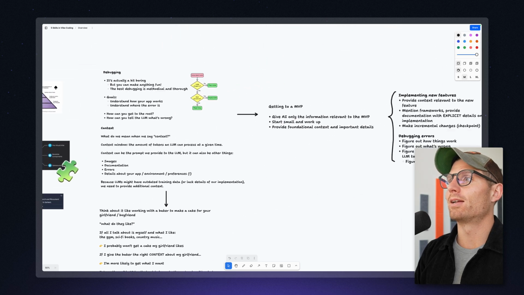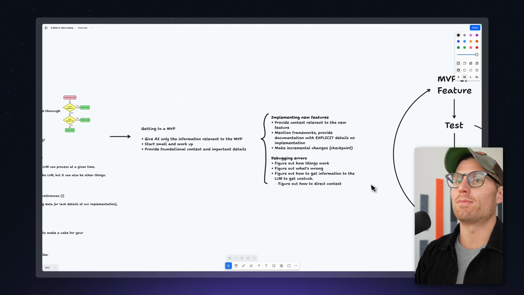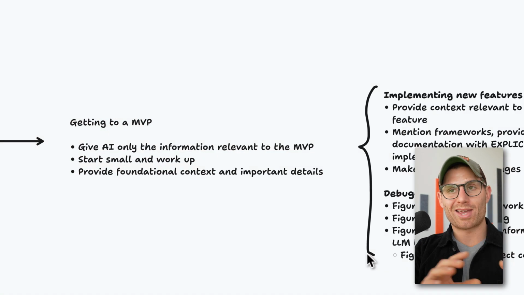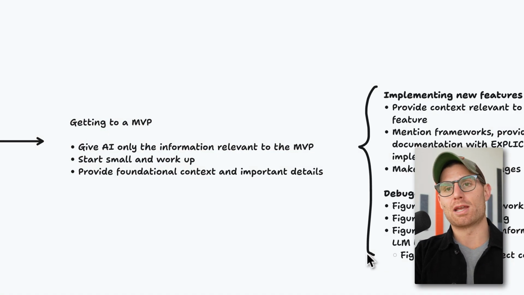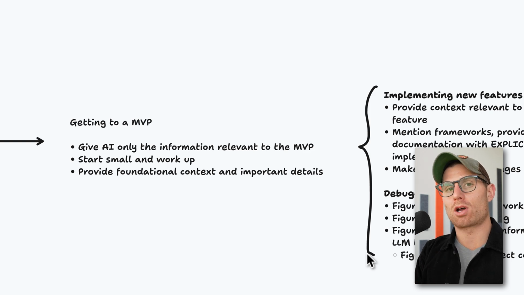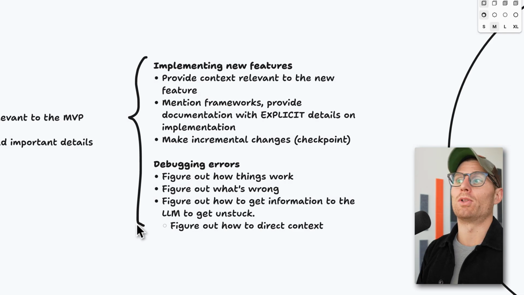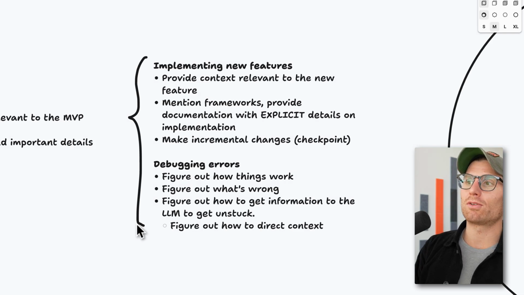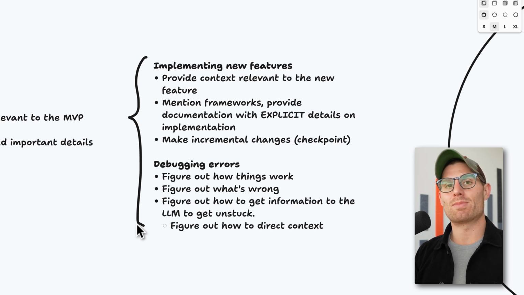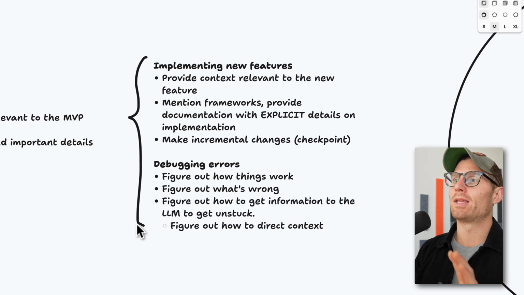So last thing, getting to an MVP and implementing new features. What does all this mean? Let's tie it together. We want to give AI only the information relevant to the MVP. We want to start small and work up, providing foundational context and only important details to get there. Once you have an MVP and want to build new features, we provide context relevant to the new feature. We're probably creating new chats or clearing the context to make sure we're only talking about what we want to talk about. We're mentioning frameworks, providing documentation.